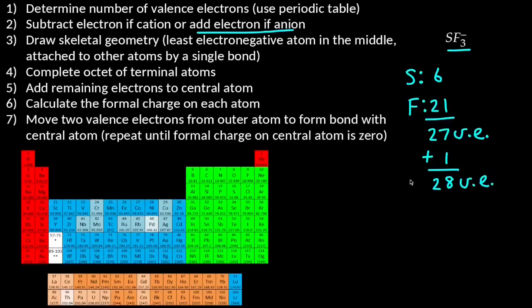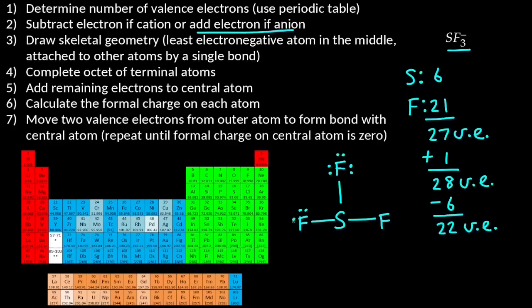And now we draw the skeletal geometry according to step 3 with the least electronegative atom in the middle. So in each bond 2 electrons are shared. So now we're left with 22 electrons. And then we complete the octet of the terminal atoms. So that leaves us with 4 valence electrons, which we now put on the central atom.